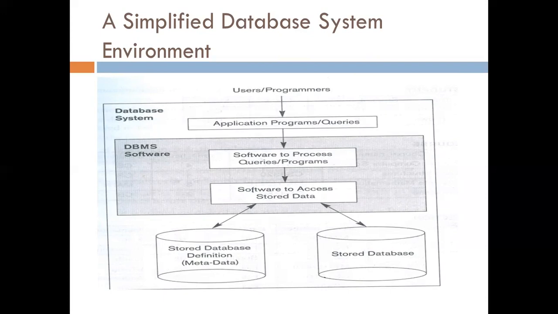And then it is returned back to the user program. So this particular symbol, the cylindrical symbol, usually indicates the database, that is, the data on the storage, maybe on a hard disk. Again, if you observe, it has two parts. One is the metadata, another one is the database.